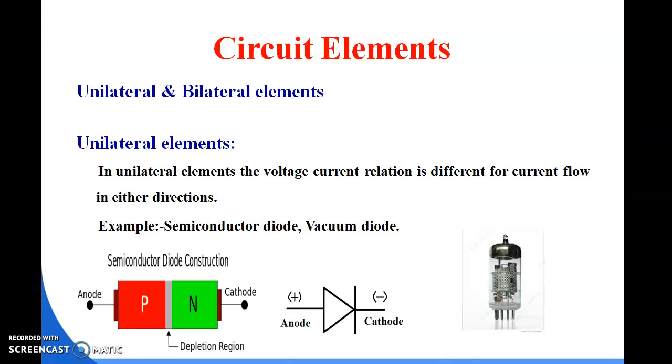Below, there is the graphical representation of the semiconductor diode. The PN diode, and anode is there and cathode is there. Okay, these are the examples of unilateral elements.